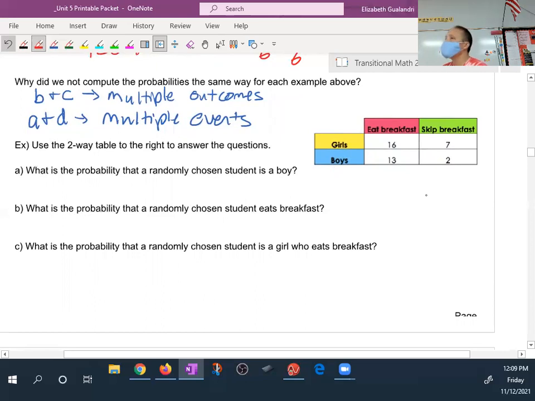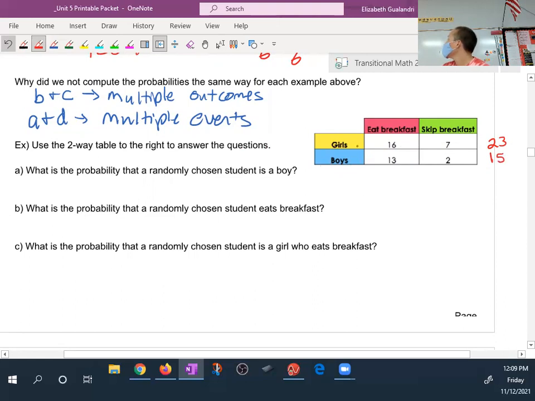Anytime you look at a 2-way table, you need to look at the totals of the table because they're going to be played into here. These are pretty easy ones, but I'm going to put the totals in. So you want to look at the fact that the total number of girls that were polled was 23. So I'm going to throw a 23 over here on this row. Okay. The total number of boys that were asked was 15.